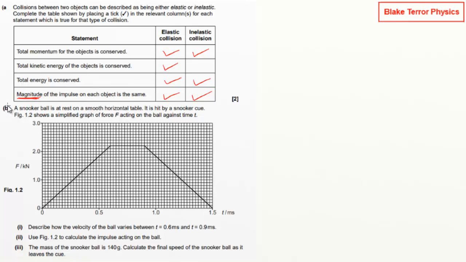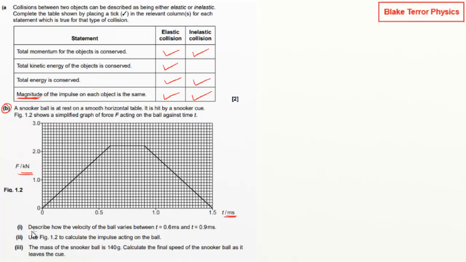Right, so in part B, we're on to a snooker ball on a smooth horizontal table. Physicists love snooker questions. It's hit by a snooker cue. Here's the simplified graph of force against time. We've got force, notably in kilonewtons, and time in milliseconds. So these might end up cancelling out as we're multiplying them together, a 10 to the 3 and a 10 to the minus 3. But let's see what they're after.